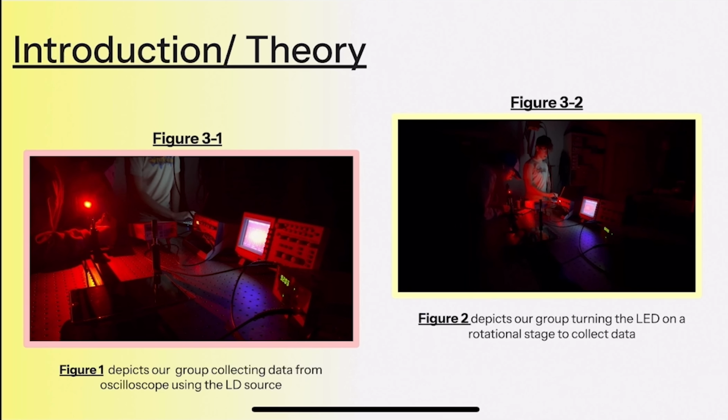Part C. We looked at how the light spreads out from both sources and how each one behaves when viewed through a polarizer. The LED gives off light in many directions from a larger area, while the laser diode gives off light in a much tighter beam mostly lined up in one direction.